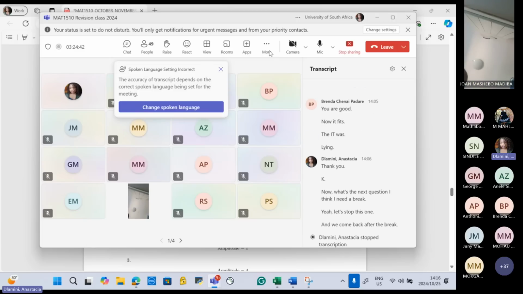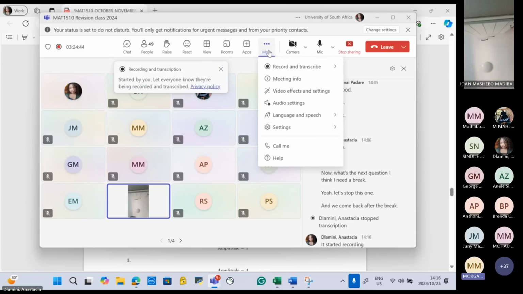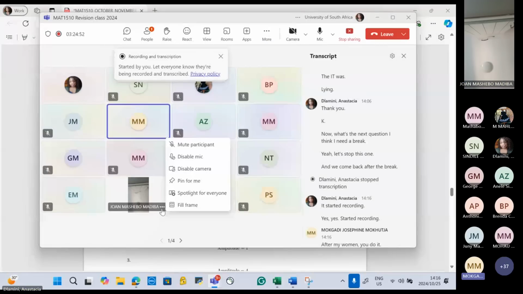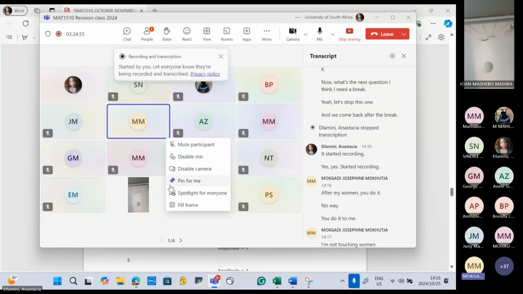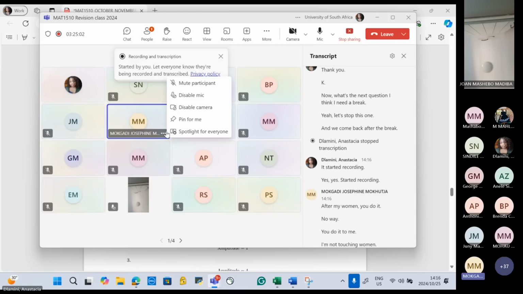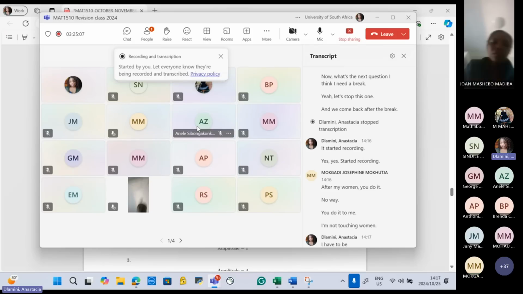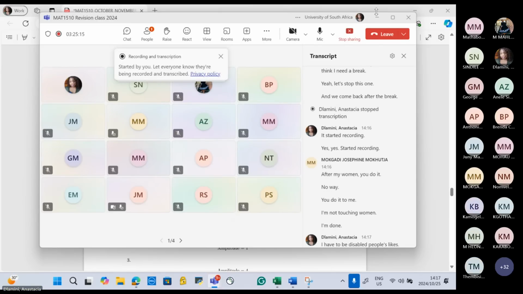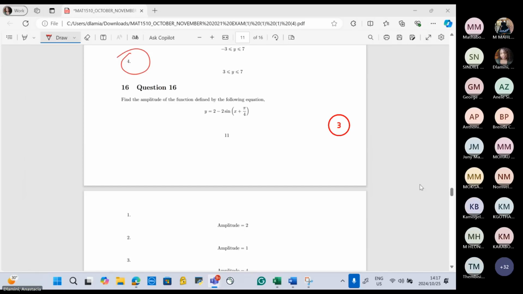It started recording. Yes, it has started recording. Now I have to be disabling people's mics. Okay.